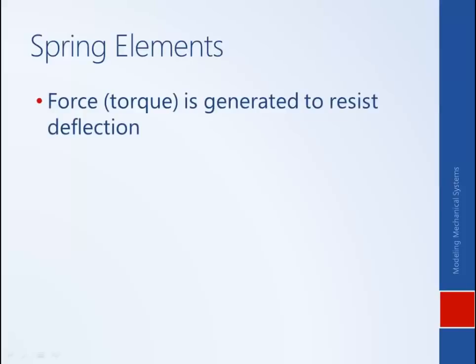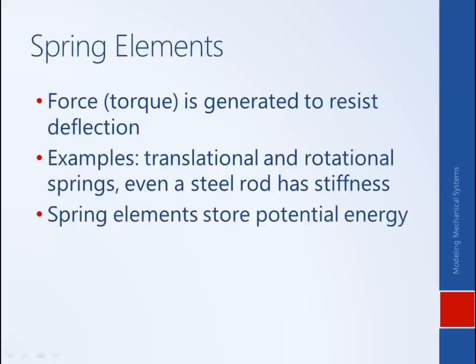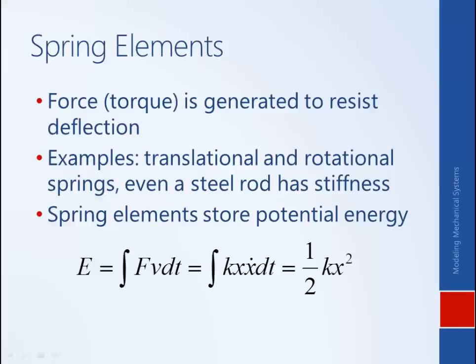Another type of element common to mechanical systems are spring elements, where the force or torque is generated to resist deflection. Examples of this include springs, but as I said previously, even a steel rod has stiffness. A steel rod will deform and try to return to its original shape. Again, considering the energy aspect, spring elements store potential energy, which can be useful if you're trying to derive the state equations of a system.